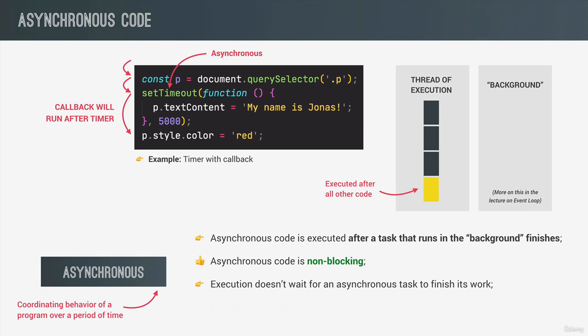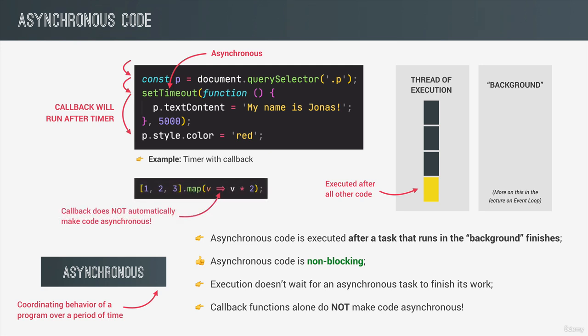However, that does not mean that callback functions automatically make code asynchronous. That is just not the case, okay? For example, the array map method accepts a callback function as well, but that doesn't make the code asynchronous. Only certain functions, such as setTimeout, work in an asynchronous way. We just have to know which ones do and which ones don't. Okay? But please understand this very important fact that callback functions alone do not make code asynchronous. That's essential to keep in mind.